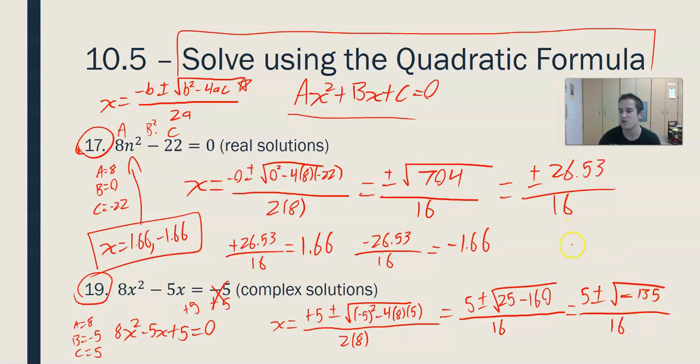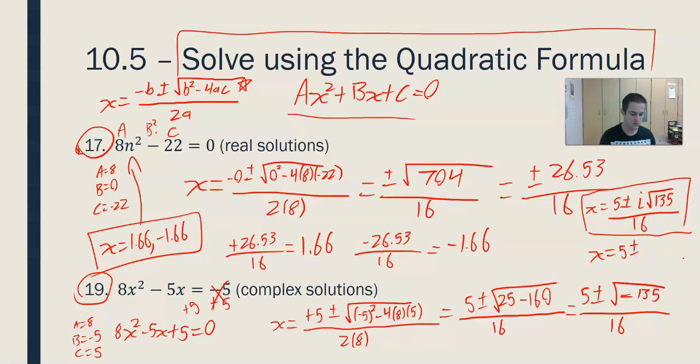So there's 2 ways you can write this answer. You could write x equals 5 plus or minus i times the square root of 135 over 16. That's it. You don't have to write anything else. Or if you want to write the square root of 135 as a decimal, you can write 5 plus or minus the square root of 135 is 11.62. So you could write 5 plus or minus 11.62 i over 16. Either of those are okay.